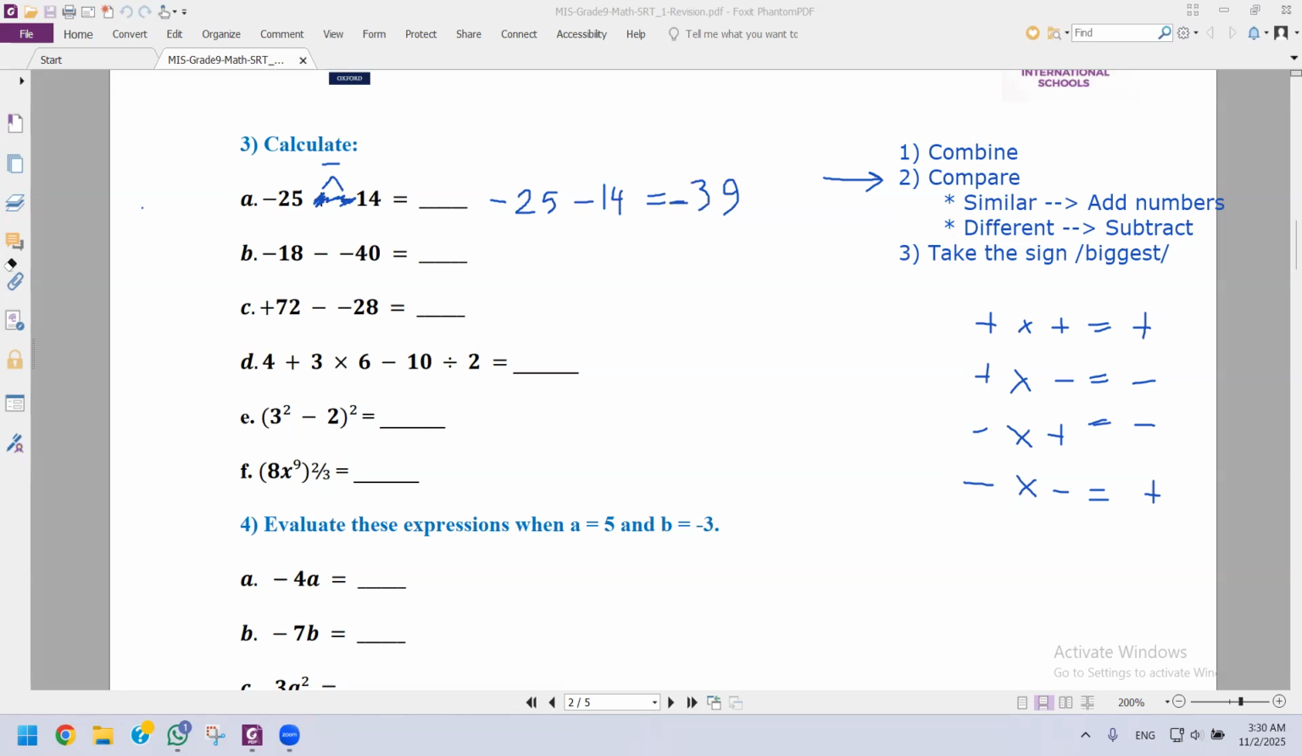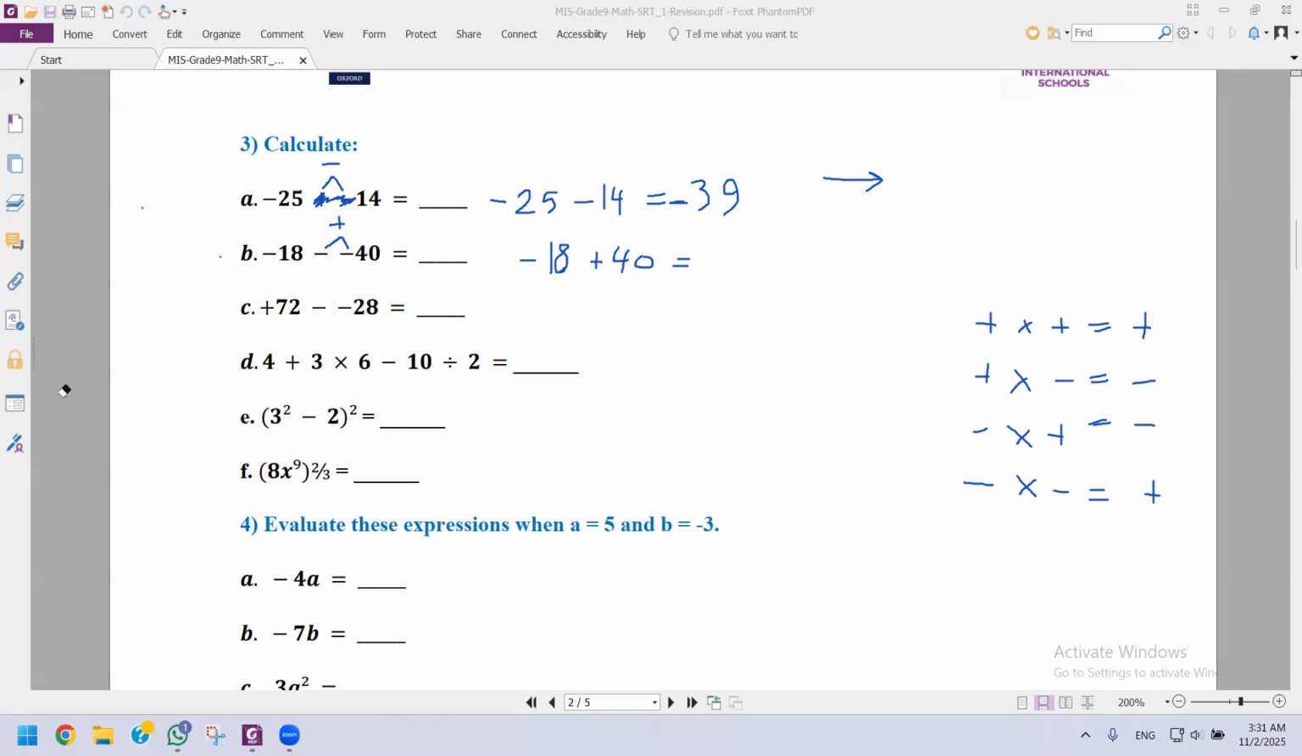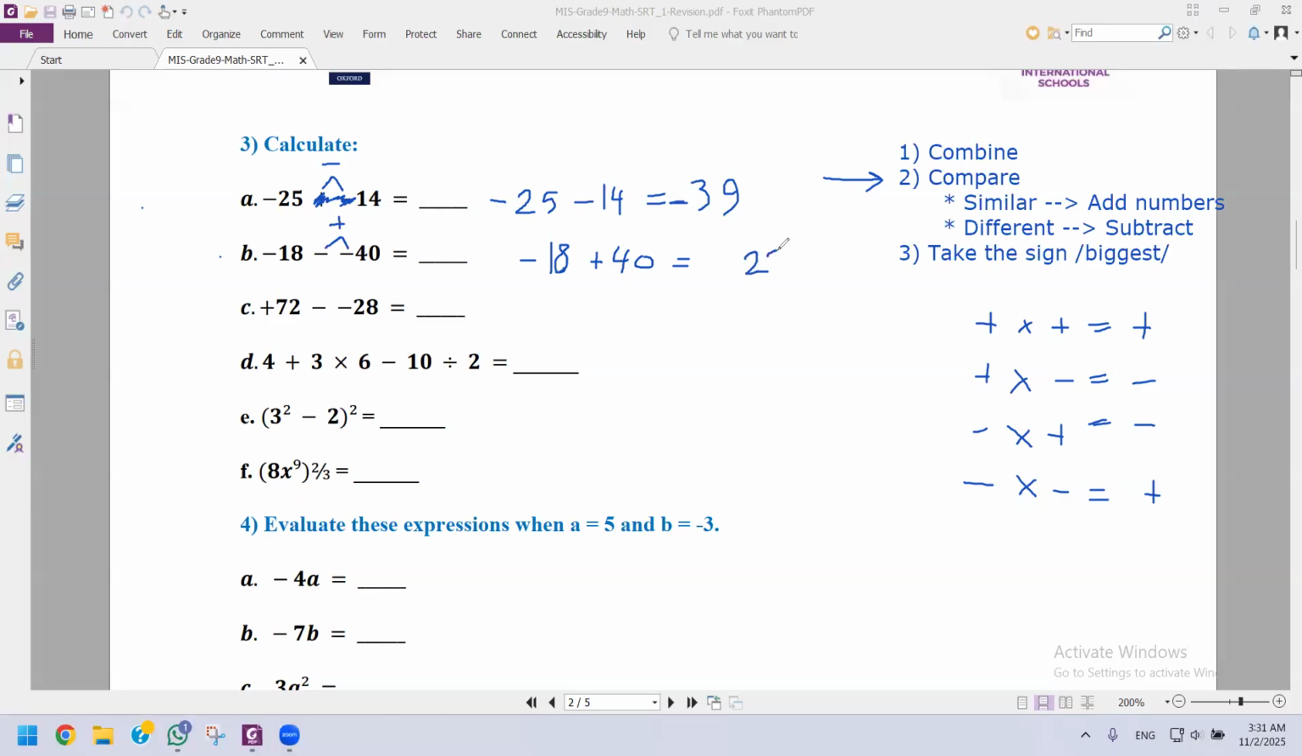Okay, next. Step number 1, two signs next to each other, minus times minus, plus. Now write the question, minus 18 plus 40. Step number 2, compare the signs, negative and positive. They are different. Different, what should I do? I should subtract the values. Always do the bigger one minus the smaller one. 40 minus 18 is 22.